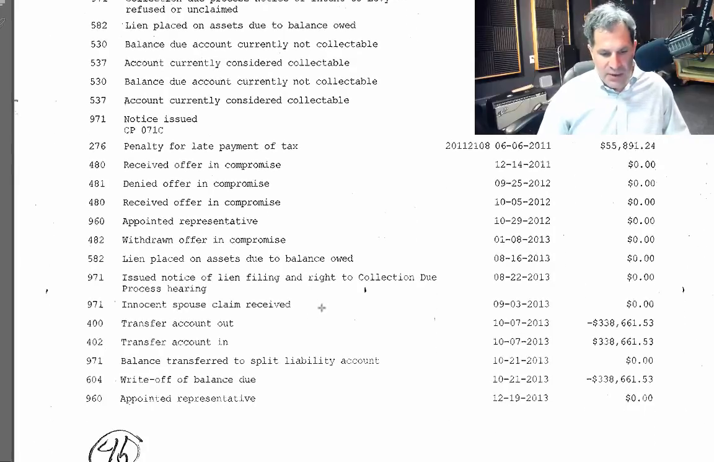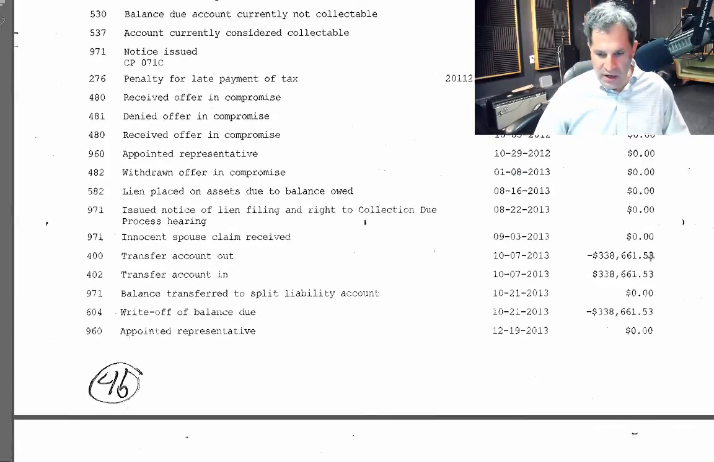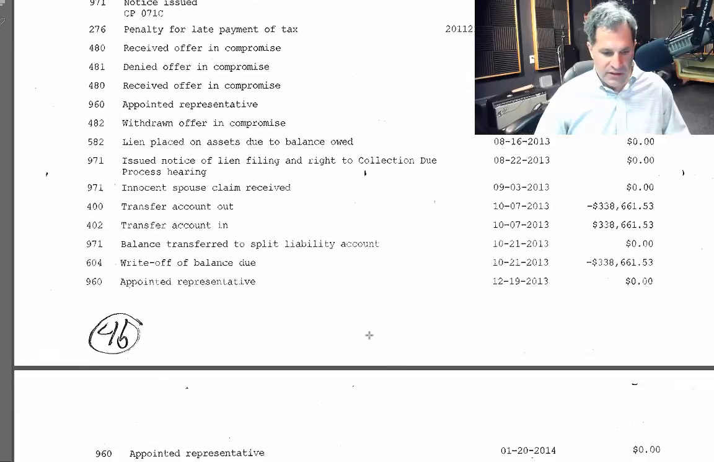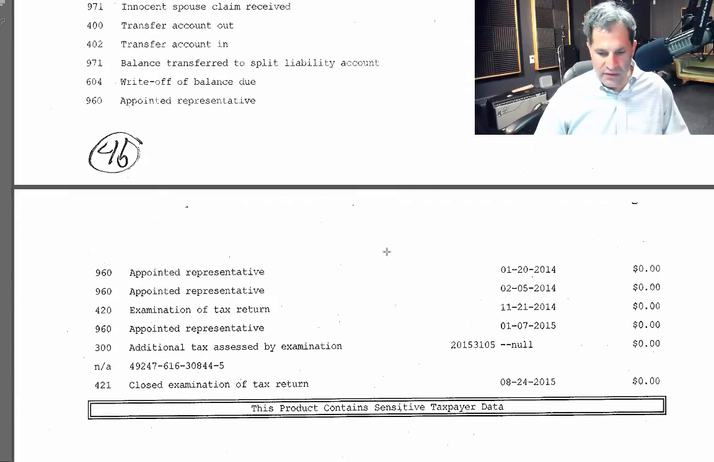Here we filed an innocent spouse claim. That was successful. That was pretty awesome. So we got it off of his ex-wife, and that was incredibly helpful to him. That was a really good win. So that's where they're splitting off this.